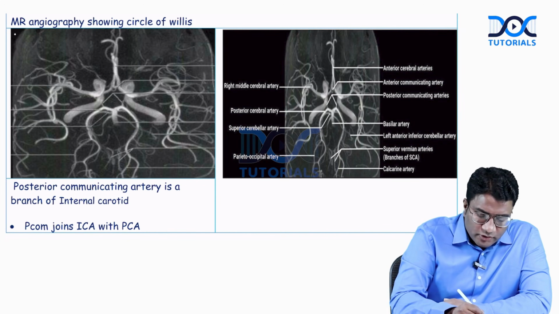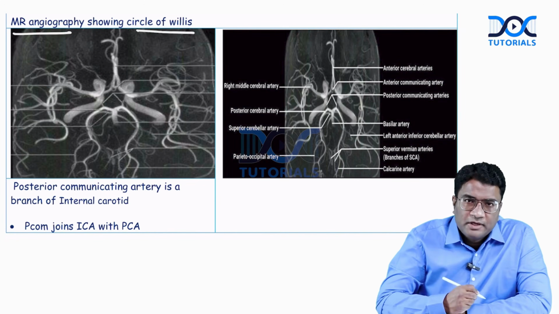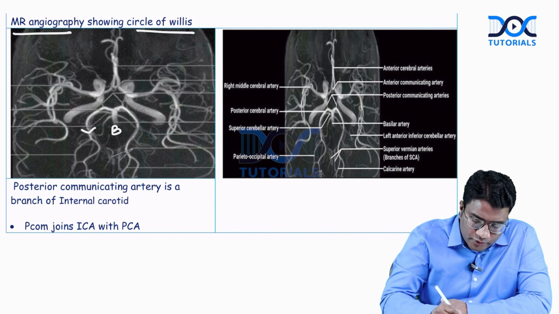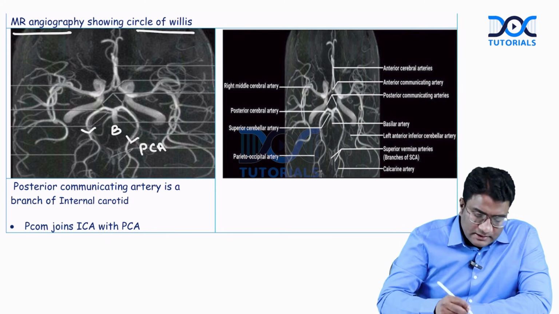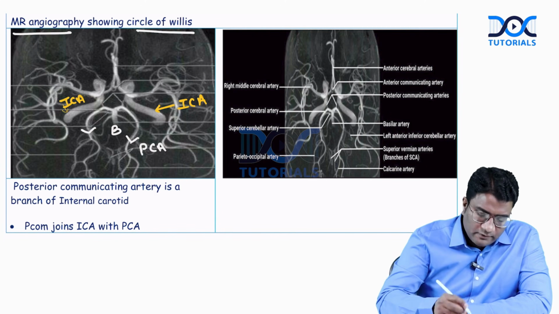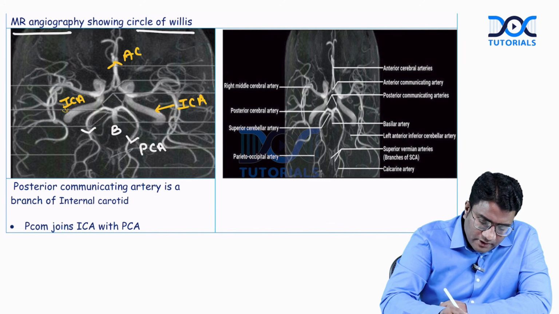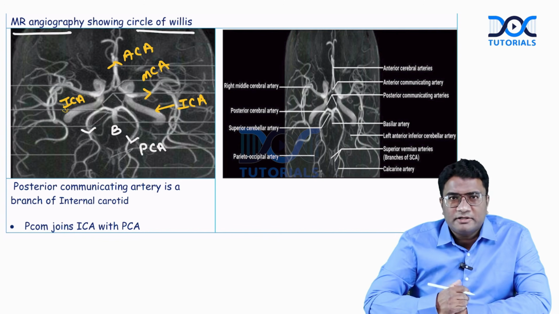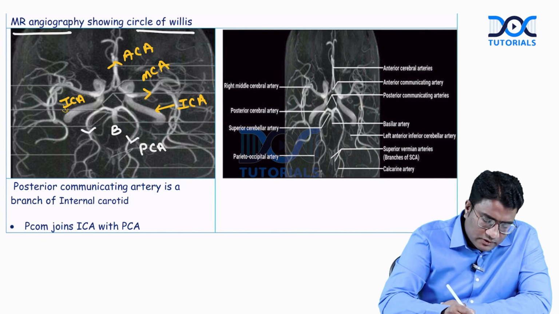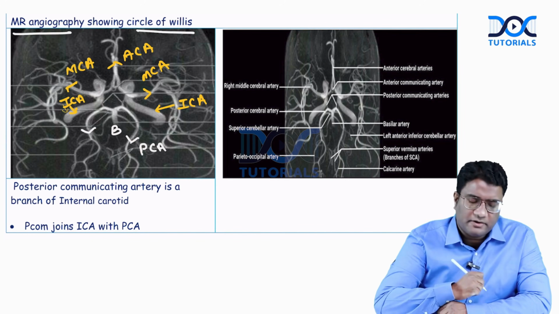Now look at this image. This is an MR angiography image showing the circle of Willis. You can see this is the basilar artery, which is dividing into the two posterior cerebral arteries. These are your internal carotid arteries, which are then dividing into the anterior cerebral artery and the middle cerebral artery. They are forming the anterior part of the circle of Willis. So here this is the middle cerebral artery and this is the internal carotid artery.